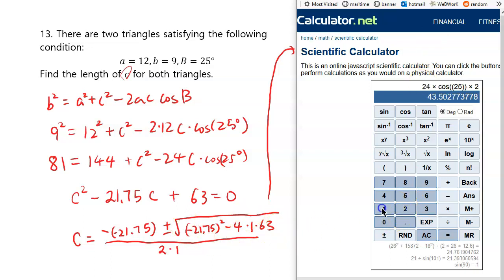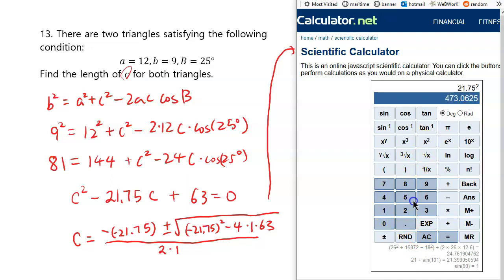So what is 21.75 squared? Okay. And I didn't put the minus there because minus just goes away because you squared it. And then minus 4 times 1 times 63. Times 1 doesn't do anything, right? So that's 221.0625, right?